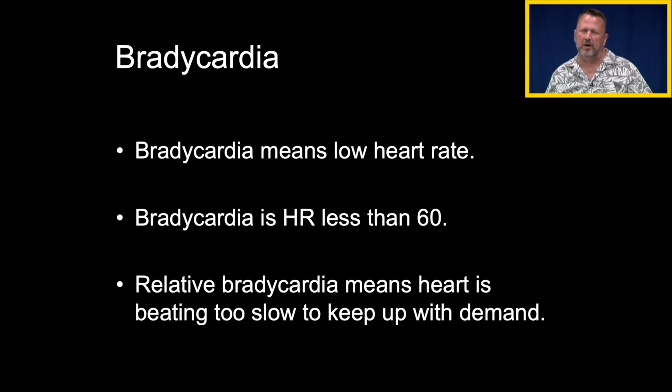Brady, slow; cardia, heart rate. So bradycardia means slow heart rate. Technically, bradycardia is less than 60. Tachycardia is higher than 100. However, there's this thing called reality, and reality means relative bradycardia. And that just means the heart is beating too slow to keep up with demand.